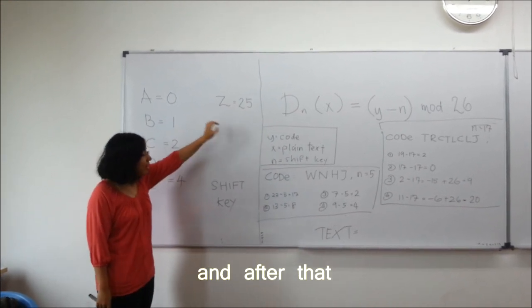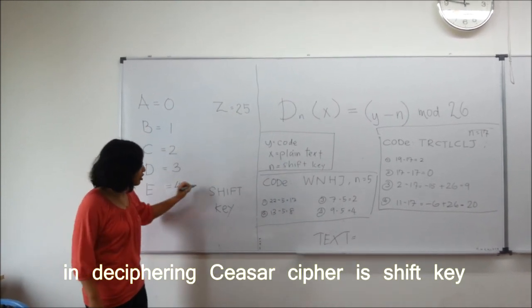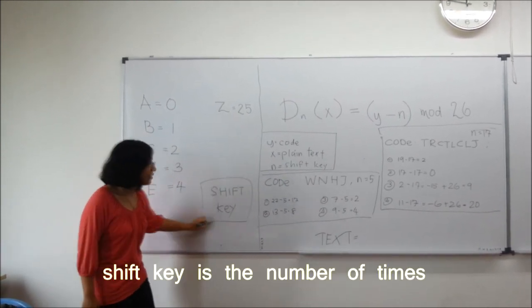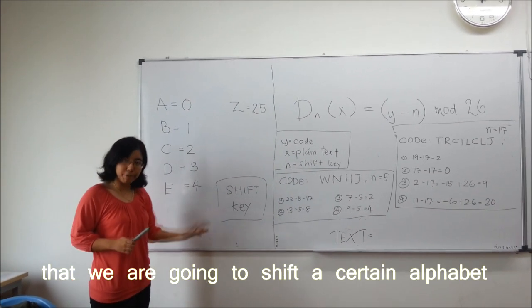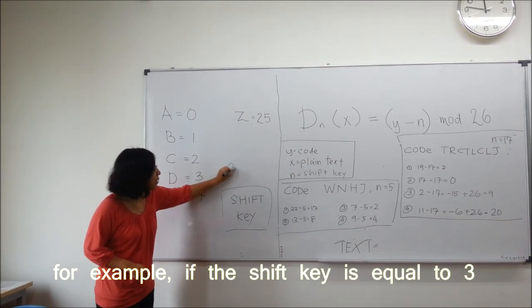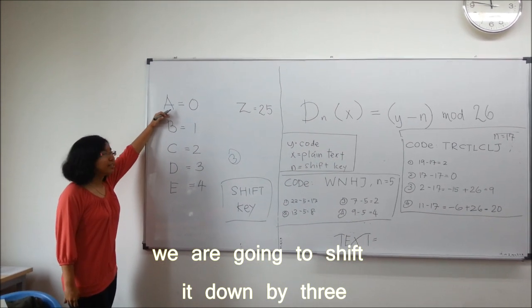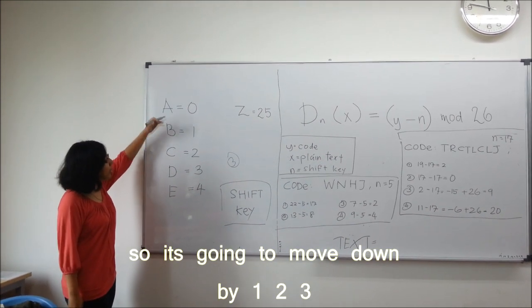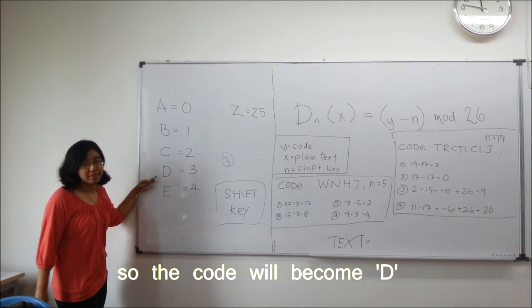After that, the term that we need to know in deciphering Caesar cipher is shift key. Shift key is the number of times that we're going to shift a certain alphabet. For example, if the shift key is equal to 3, the letter A, we're going to shift it down by 3. So it's going to move down by 1, 2, 3. So the code will become D.